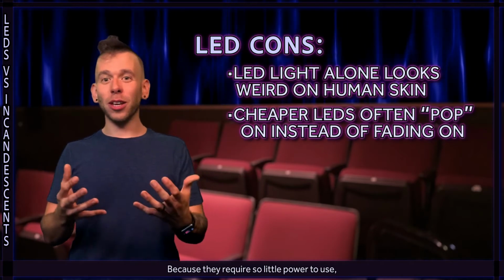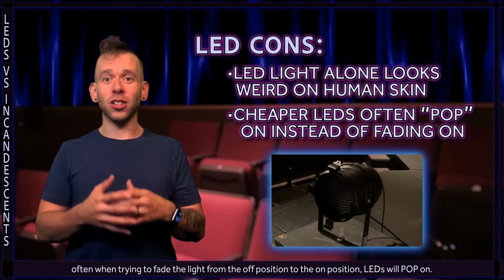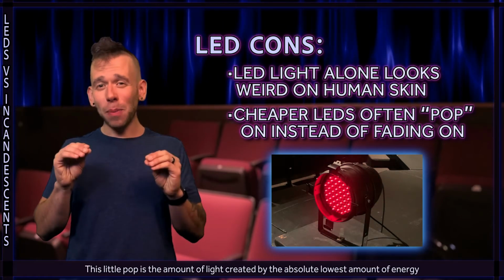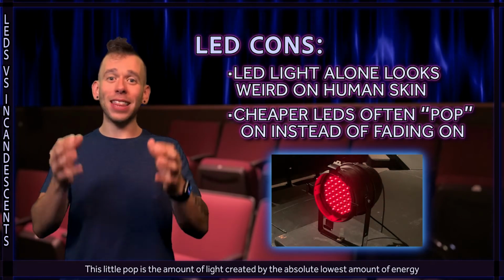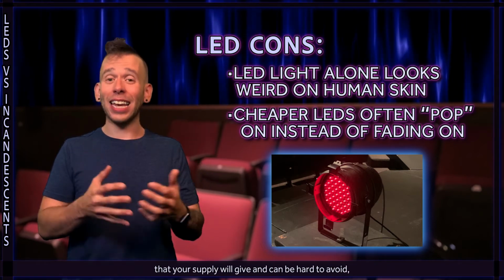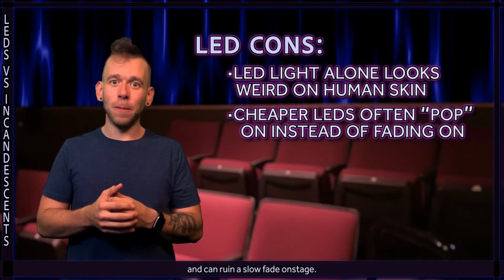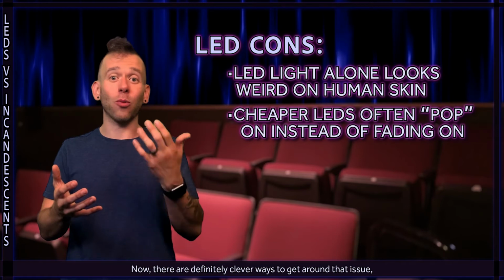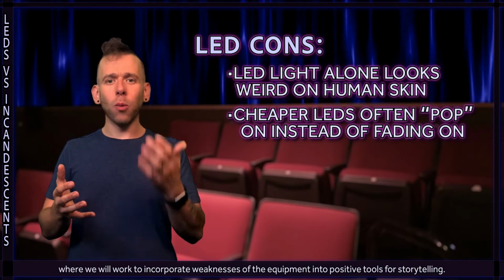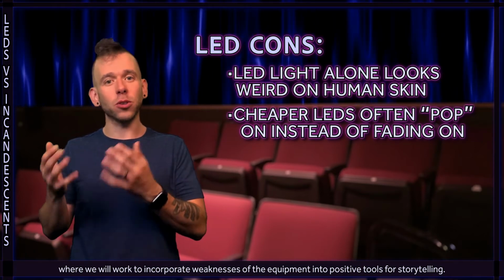Another major issue, especially with inexpensive LEDs, is popping on. Because they require so little power to use, often when trying to fade the light from the off position to the on position, LEDs will pop on. This little pop is the amount of light created by the absolute lowest amount of energy that your supply will give and can be hard to avoid, and can ruin a slow fade on stage. Now, there are definitely clever ways to get around that issue, but we'll talk more about that in video 5, where we will work to incorporate weaknesses of the equipment into positive tools for storytelling.